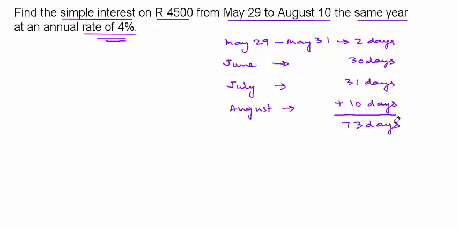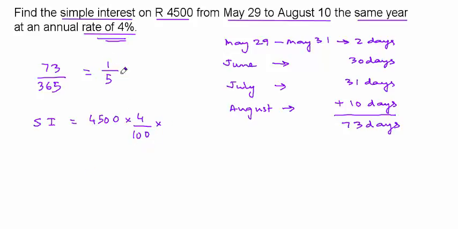Now what fraction of one whole year is 73 days? We need to find that out. 73 over 365 is equal to 1/5. So this period from May 29th to August 10th is 1/5 of a year. Now in the simple interest formula, we are not asked to find the final amount, just the interest part. So that is going to be equal to the amount invested, 4,500, times the rate of interest, 4 over 100 expressed as a decimal, times 1/5 of a year. That's not even one whole year.